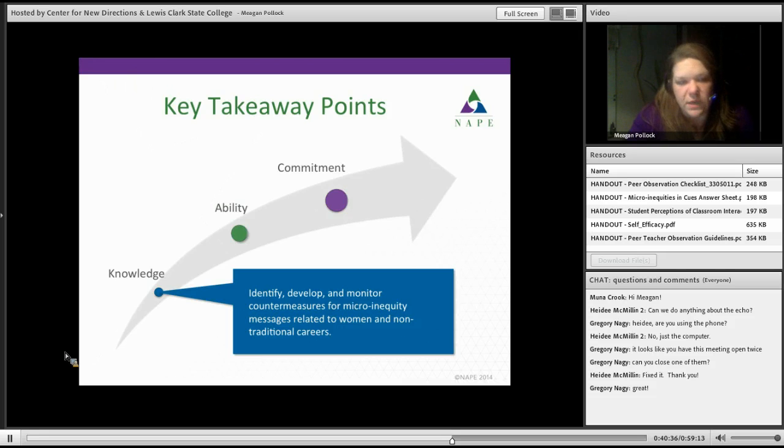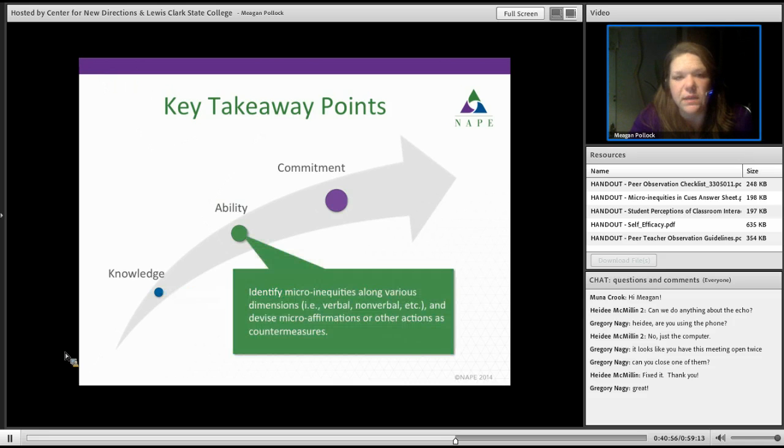Final takeaways are this, right? So we always want to figure out how to improve both our knowledge, our ability, and our commitment or behavior to take these new lessons that we learn to transform our practice. And the first one is this, right? So we want you to be able to identify, develop, and monitor countermeasures for microinequity messages related to women in non-traditional careers. We want you to be able to identify those micro inequities among various dimensions, so like the verbal, nonverbal, omission, contextual, things like that, and devise micro affirmations or other actions that act as countermeasures against these things.